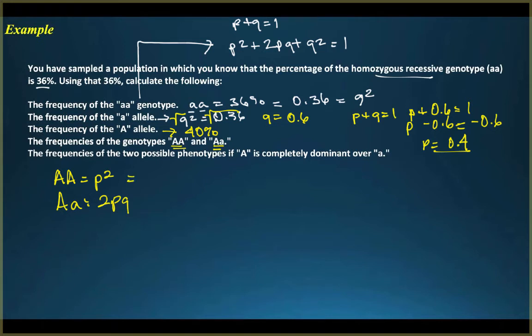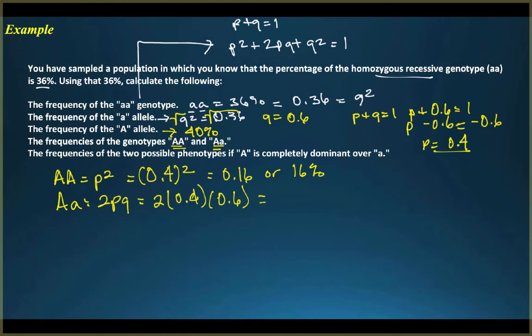So you could go, we know that P is 0.4, so that would be 0.4 squared, which equals 0.16, or 16%. This would equal 2 times what P is, 0.4, times what Q is, which is 0.6, which is 0.48, or 48%. All you're doing here is plugging numbers in using these two equations.